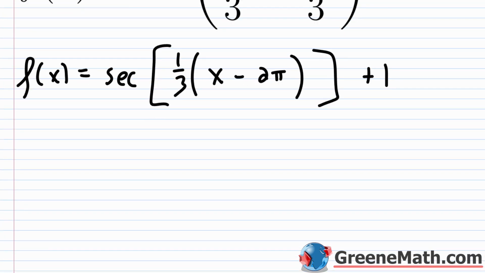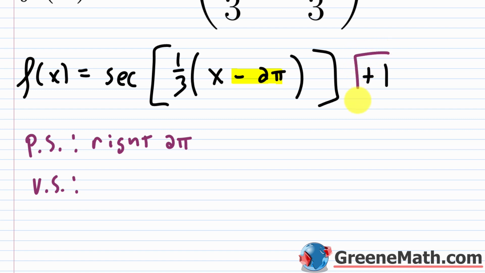Okay, so looking at this, just getting some information, if you want the phase shift, which we're going to use with the quarter period method, you have to undo what's being done to x. So you have this minus 2 pi here. So I'm going to add 2 pi to undo that. So that means I'm going to the right by 2 pi. Then for the vertical shift, again, you have this plus 1 here. So that means I'm going up 1.